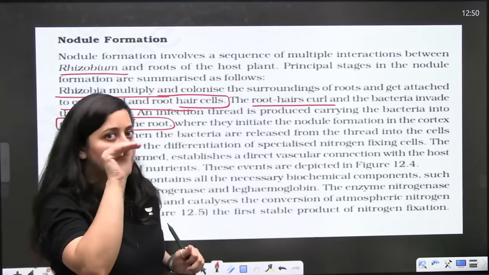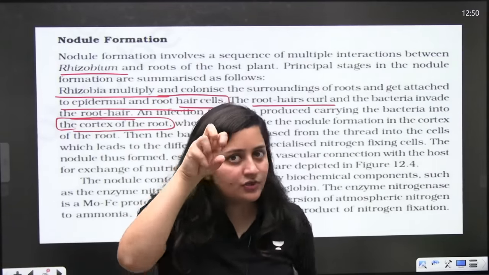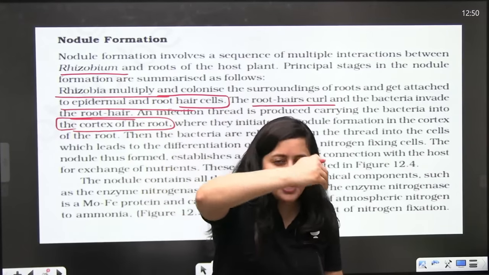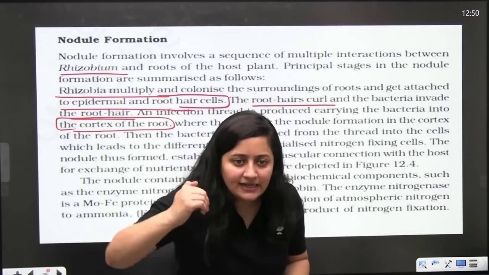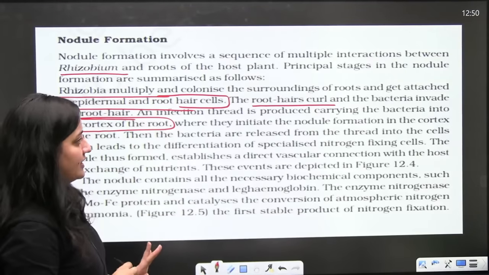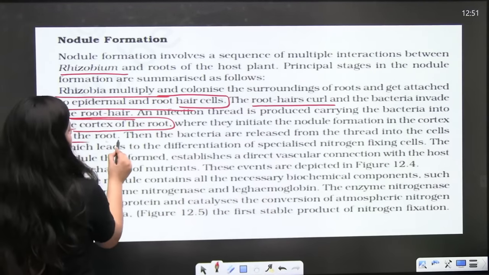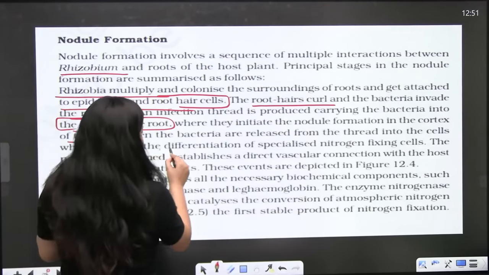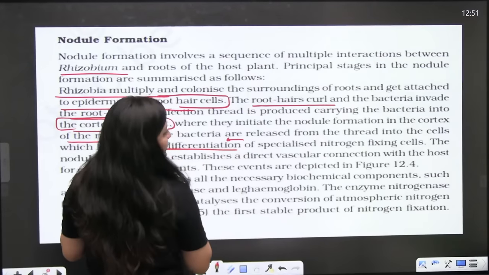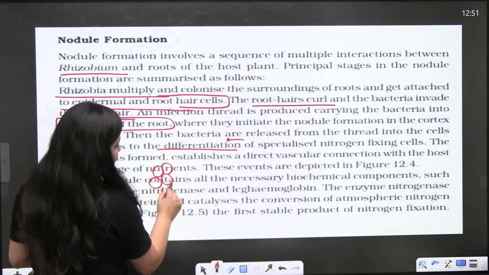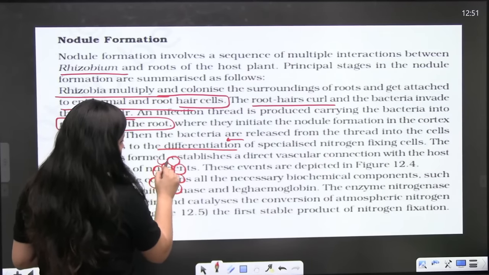So, initially, the root hair was just releasing the chemicals, attracting the bacteria. Now, the infection thread is there. Now, root hair will be like, I'll take the bacteria to my cortex. And here the nodule formation will be started, okay? So bacteria will be released from that thread. The cells present here will get differentiated. Now they will start forming some nitrogen fixing cells, okay?